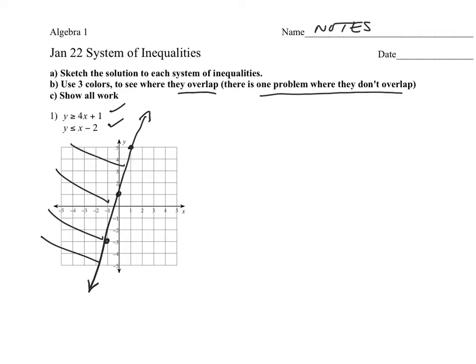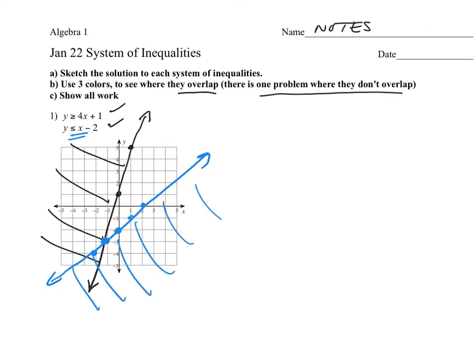I'm going to switch colors to the next one. The y-intercept is -2. The slope is also a positive 1. Up 1, over 1. Up 1, over 1. I can go down 1, over 1. Down 1, over 1. It's also going to be a solid line. It's less than, so I shade below.